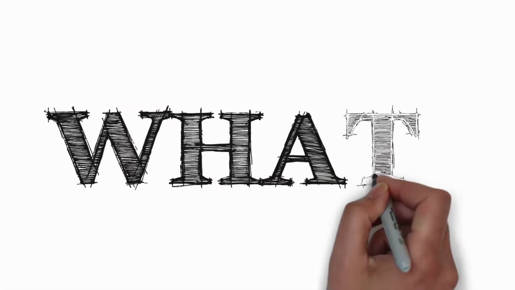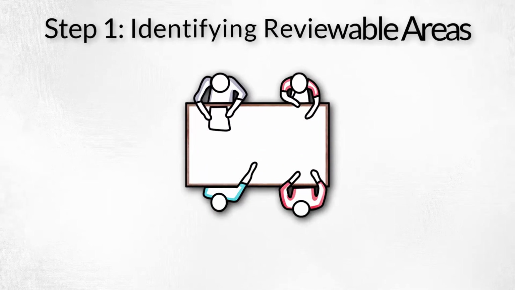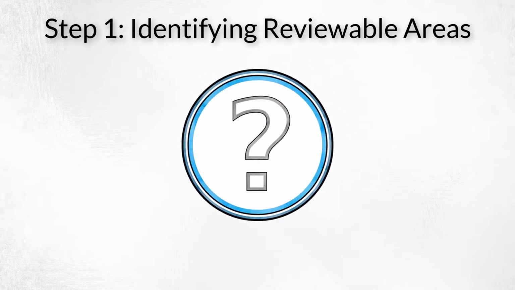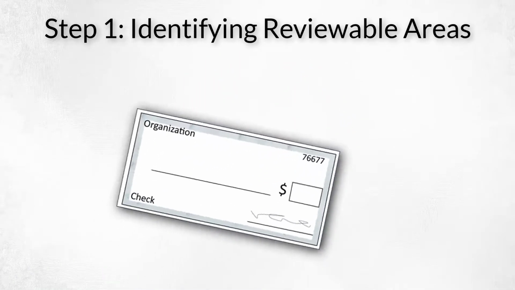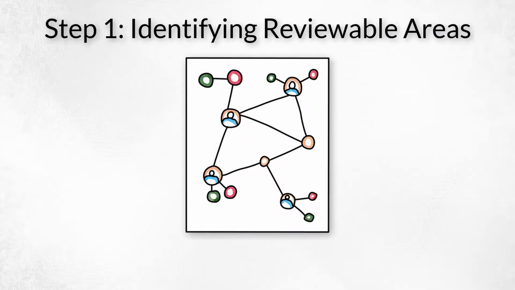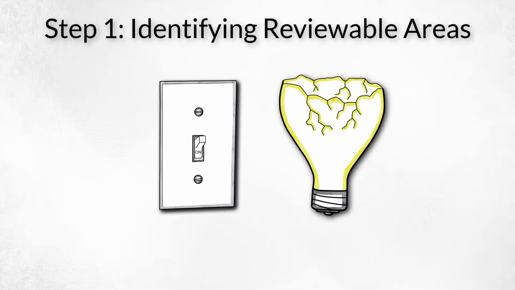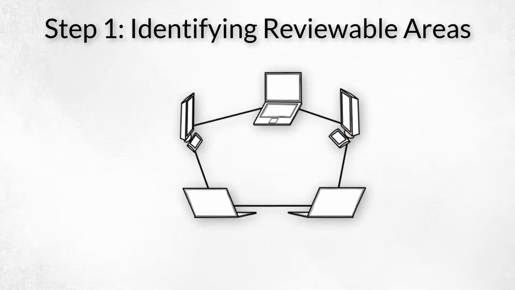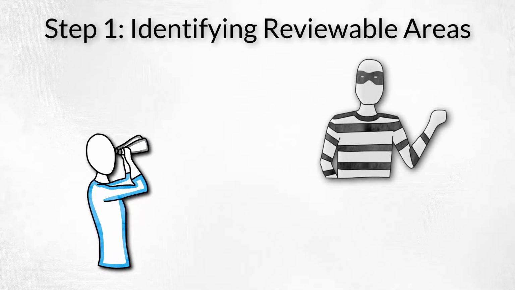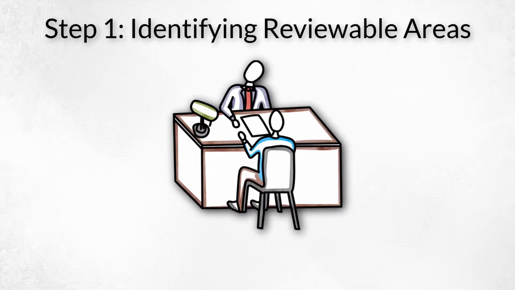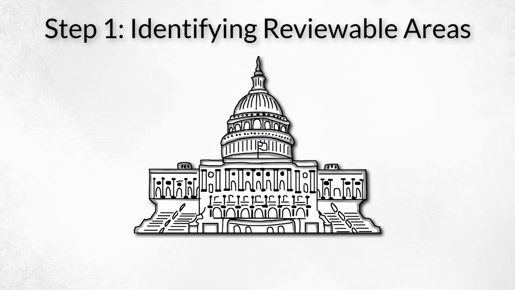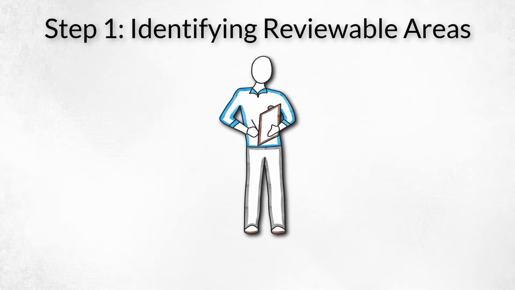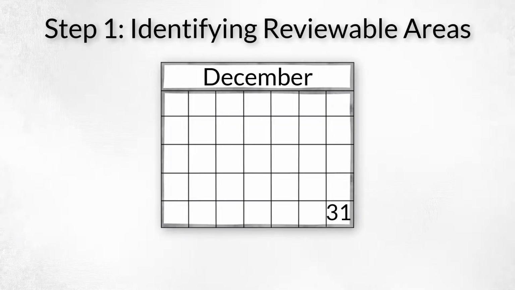So what are the steps? First, the Audit Committee identifies the entity's reviewable areas, which may include accounts, such as accounts payable, departments, such as utility billing, procedures, such as an asset capitalization policy, systems, controls, and many other possibilities. It includes audits requested by management or required by regulators. The reviewable areas list is updated at least annually.